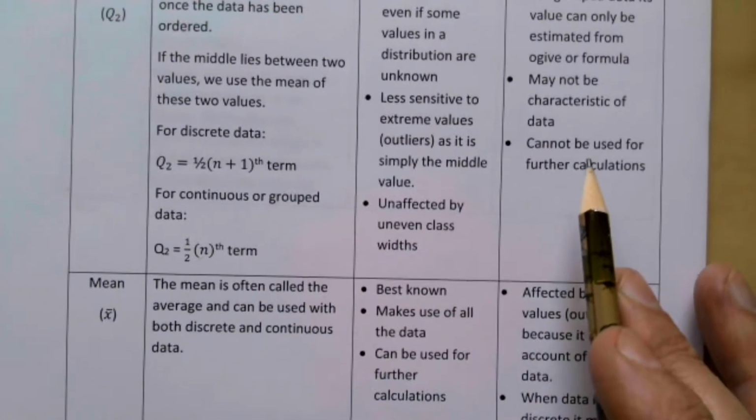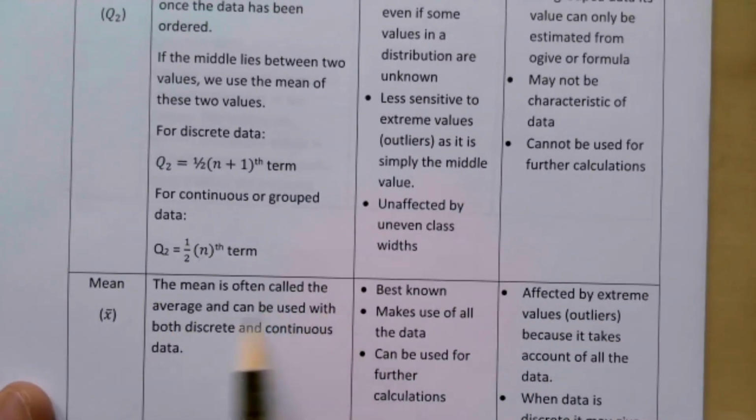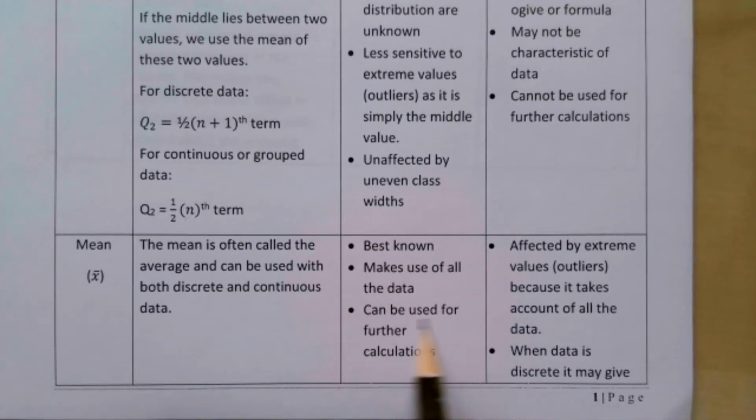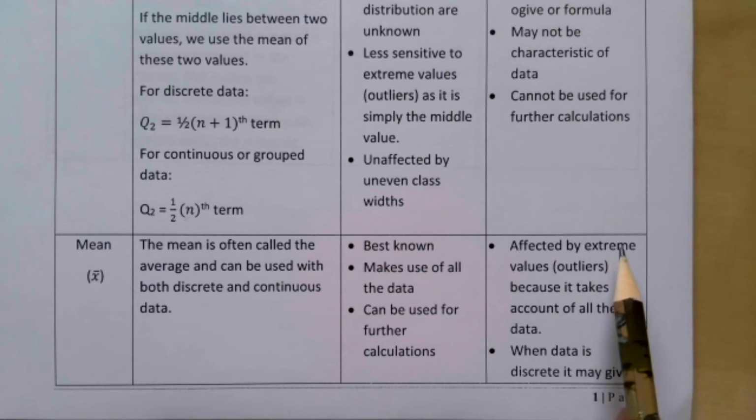Final one then is the mean. Mean is often called the average and can be used with both discrete and continuous data. You get used to this as a wee x with a bar over the top of it as our way of saying the mean. It's the best known, makes use of all the data, and can be used for further calculations. We use it for the standard deviation, which will be coming up soon. It's affected by extreme outliers.